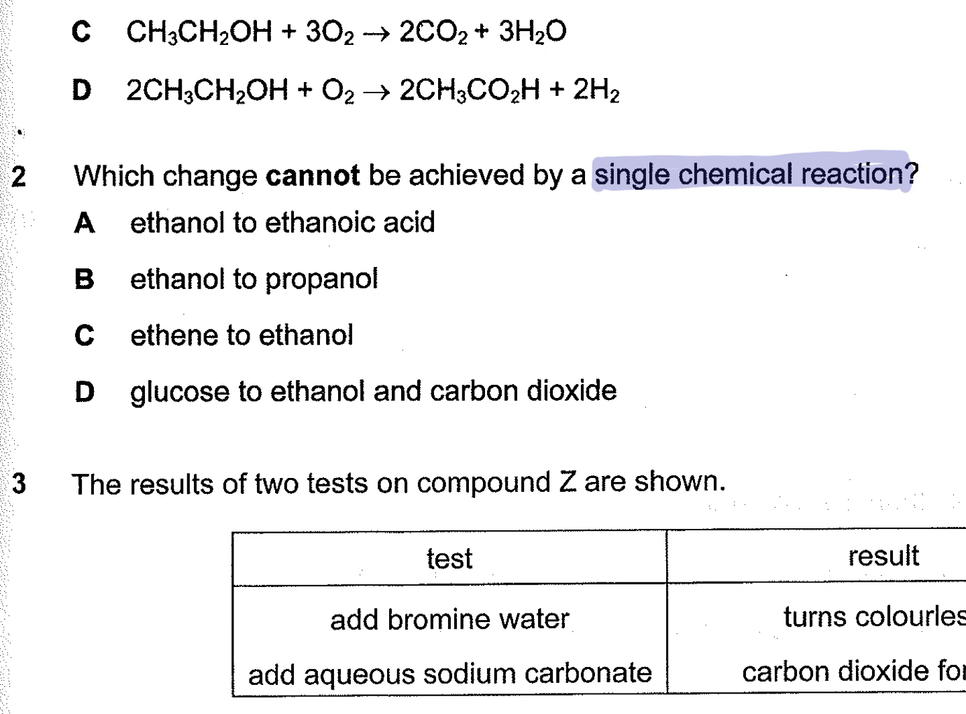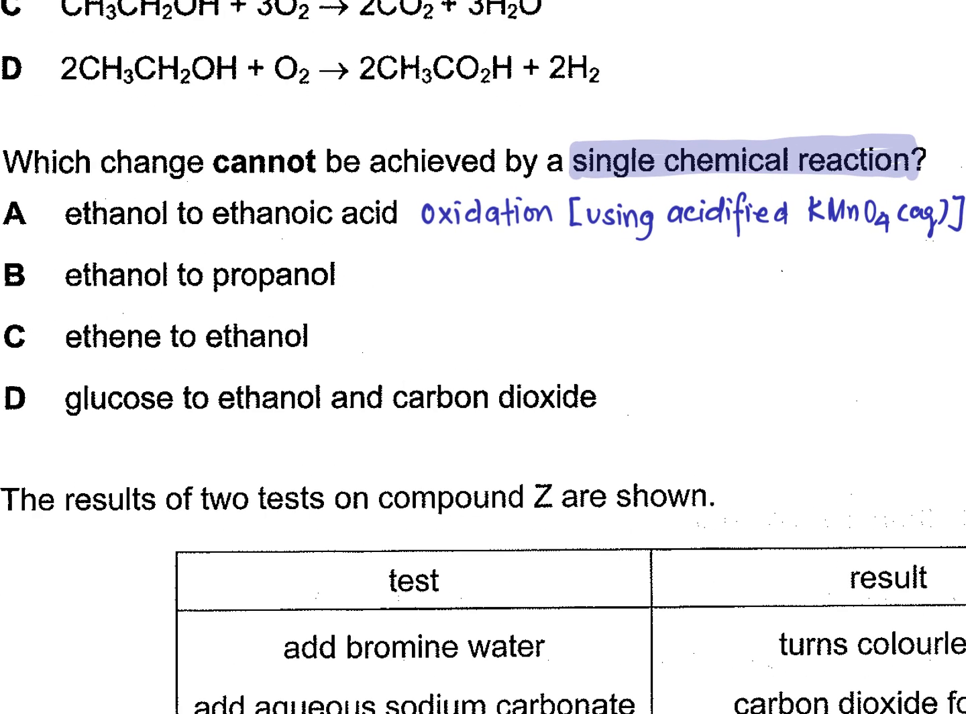Ethanol to ethanoic acid is called what? Oxidation. What do you use to carry out oxidation of alcohol? Using? Something in front of potassium manganate 7. Start with A. Acidified. If this is not acidified, it's not going to work. Okay? So, reaction A is oxidation of ethanol using your acidified potassium manganate solution, and you form your ethanoic acid.